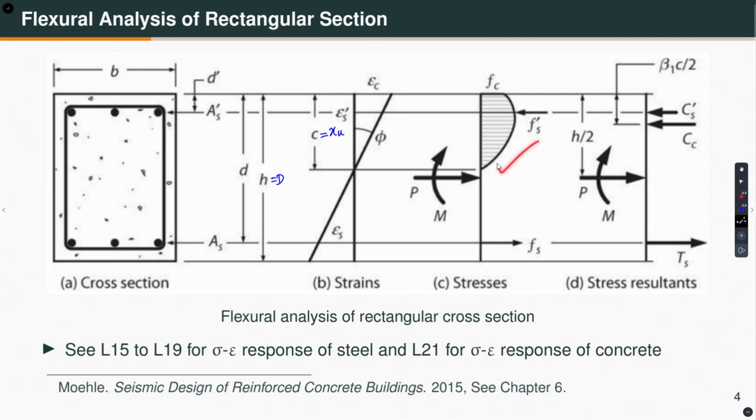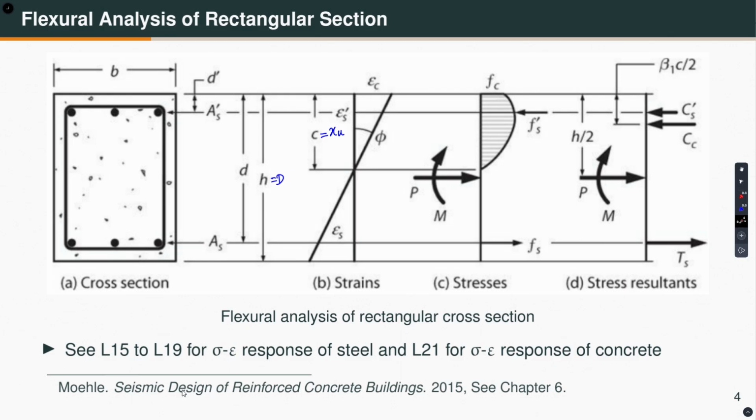So, this stress distribution is equivalent to these stress resultants. Here, what is shown is the compressive force in the compression steel, Cs prime, and the compressive force taken by the concrete, Cc, and the force taken by the tension steel, Ts, and this depth here is denoted by beta 1 times c by 2. This figure is taken from the book by Professor Moehle on seismic design of reinforced concrete buildings.